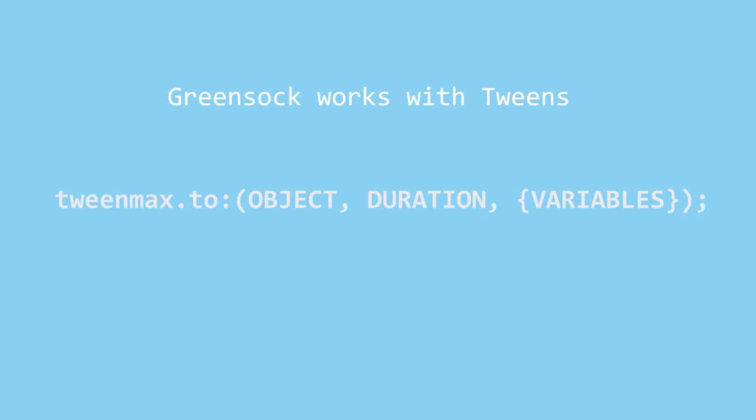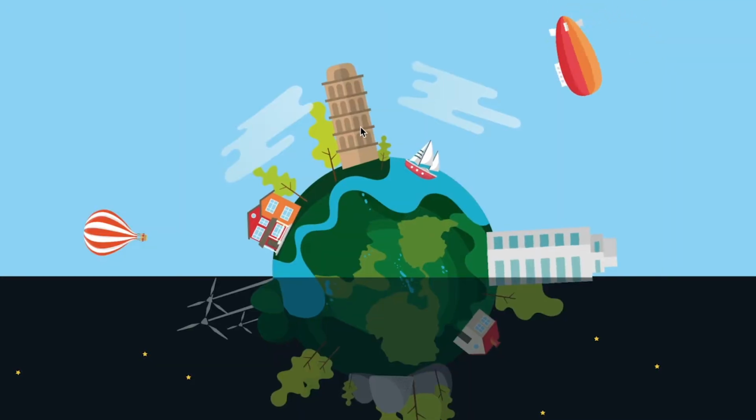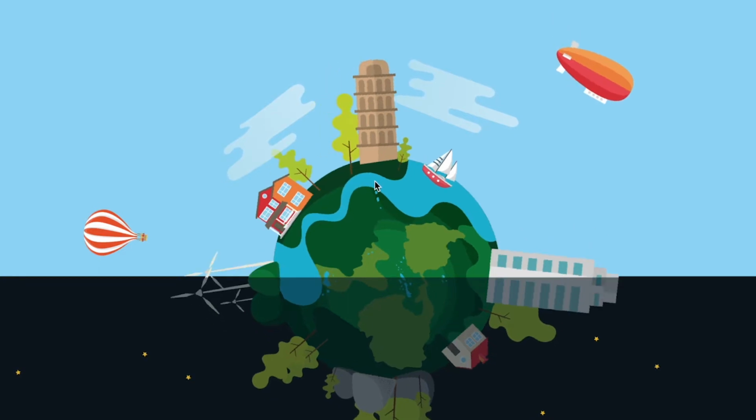A tween consists of a target, this is the ID or class of the object you want to animate. The duration, how much time the animation will take. And variables, how the object needs to move. I'm first going to show you how to use the tools to create an interactive SVG.